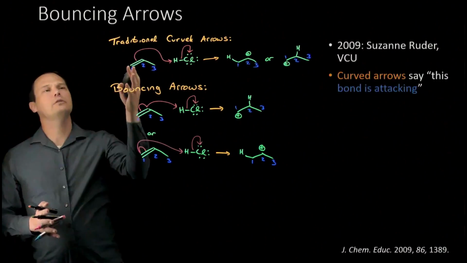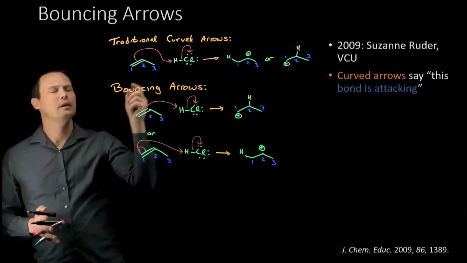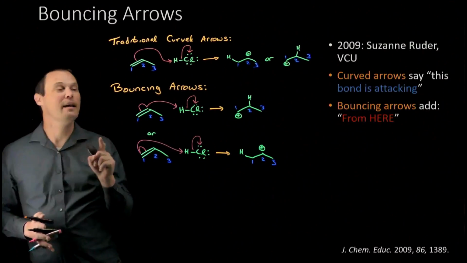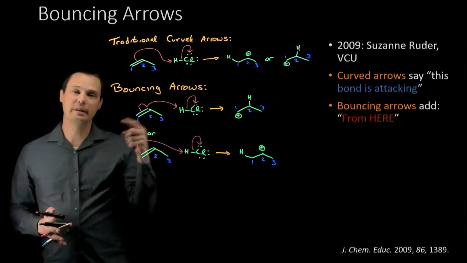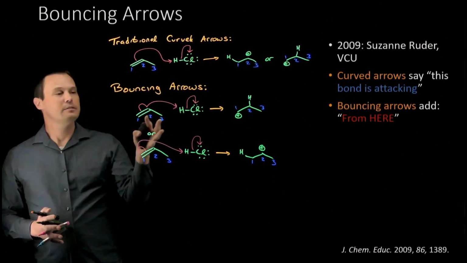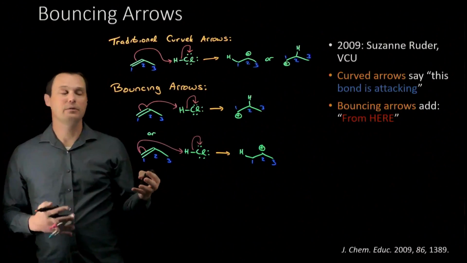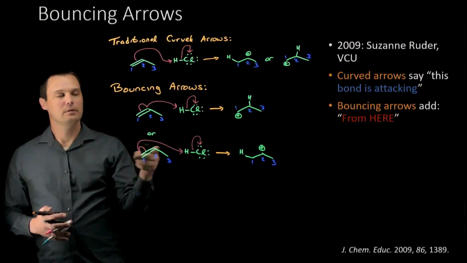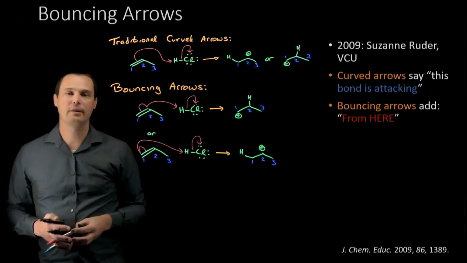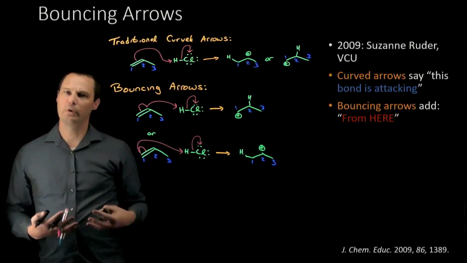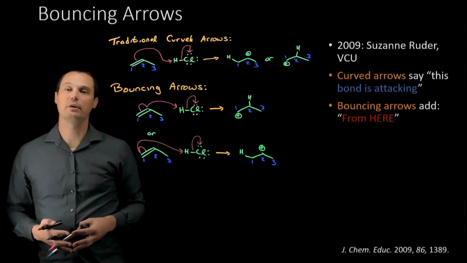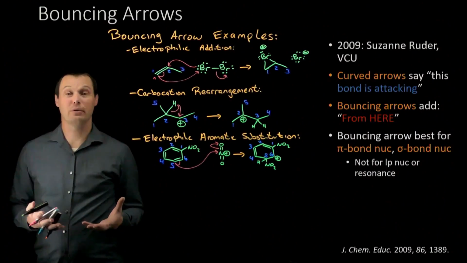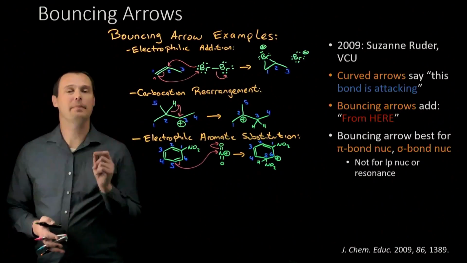If the traditional curved arrow says that the pi bond is attacking, the bouncing arrow adds from here. I really like that. I didn't come up with that. My friend and mentor Rick Mullins did in his textbook. I've got a link to his textbook down below. His textbook talks about bouncing arrows. It uses bouncing arrows and says that as the pi bond attacks, it attacks from here to form a bond with hydrogen to form the Markovnikov most stable carbocation intermediate. That's really useful. This is a really useful way of showing curved arrow notation that removes the ambiguity from traditional curved arrows.